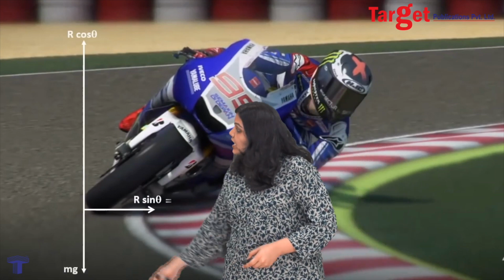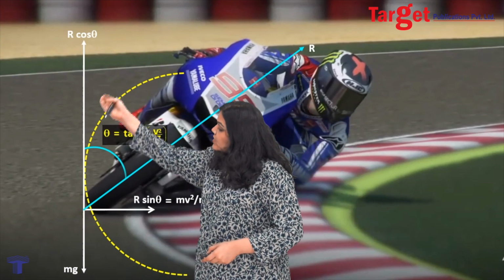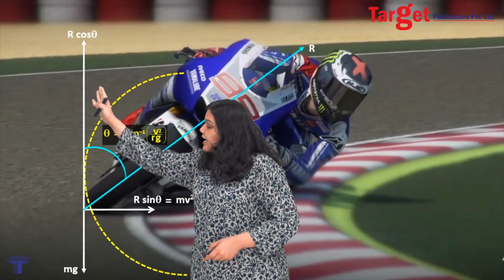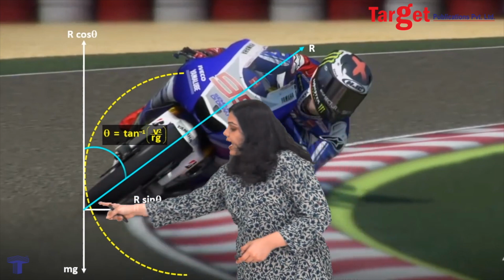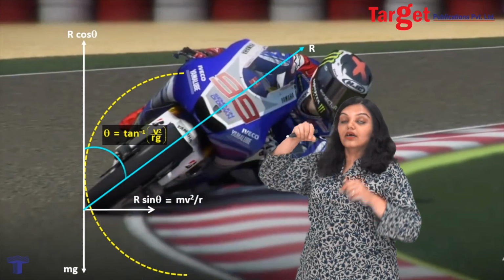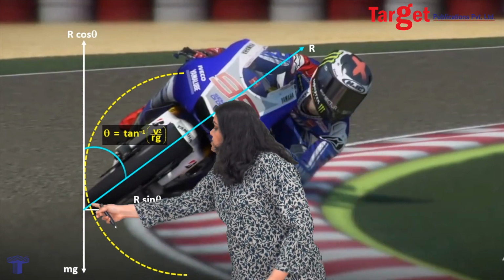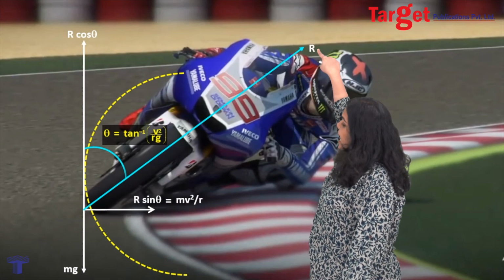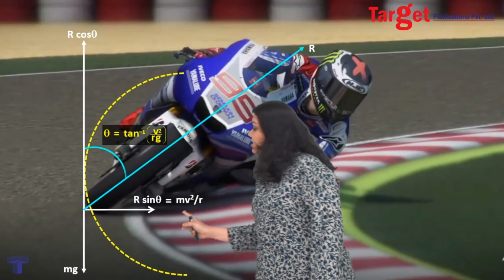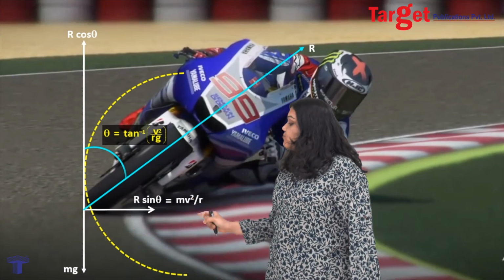So again, you will see that you have the weight of the biker downwards, and the normal reaction is no longer again in the vertical direction but at an angle. And why is it at an angle? It's at an angle because the cyclist or the biker is bending, and they are purposely bending because now the normal reaction is at an angle, and because it's at an angle there is an extra component here which is now going to provide the centripetal force, that is m v square by r.